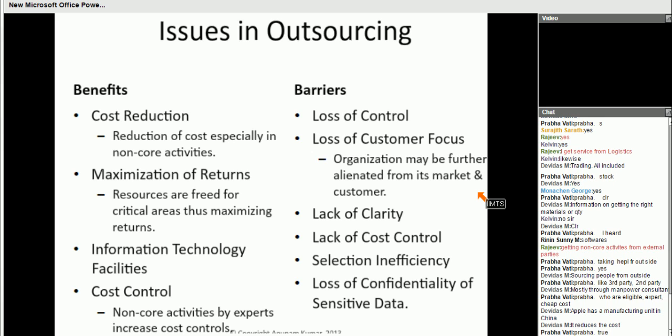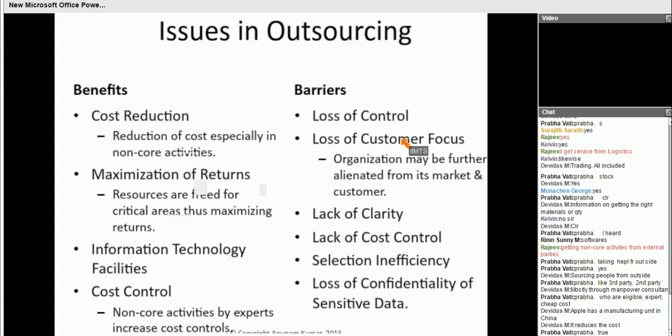In this way, the company saves a lot of money. That is the whole idea behind outsourcing. Benefits: reduction of cost, especially in non-core activities, and maximization of returns. Resources are freed for critical areas, thus maximizing the returns. Information technology facilities, cost control.